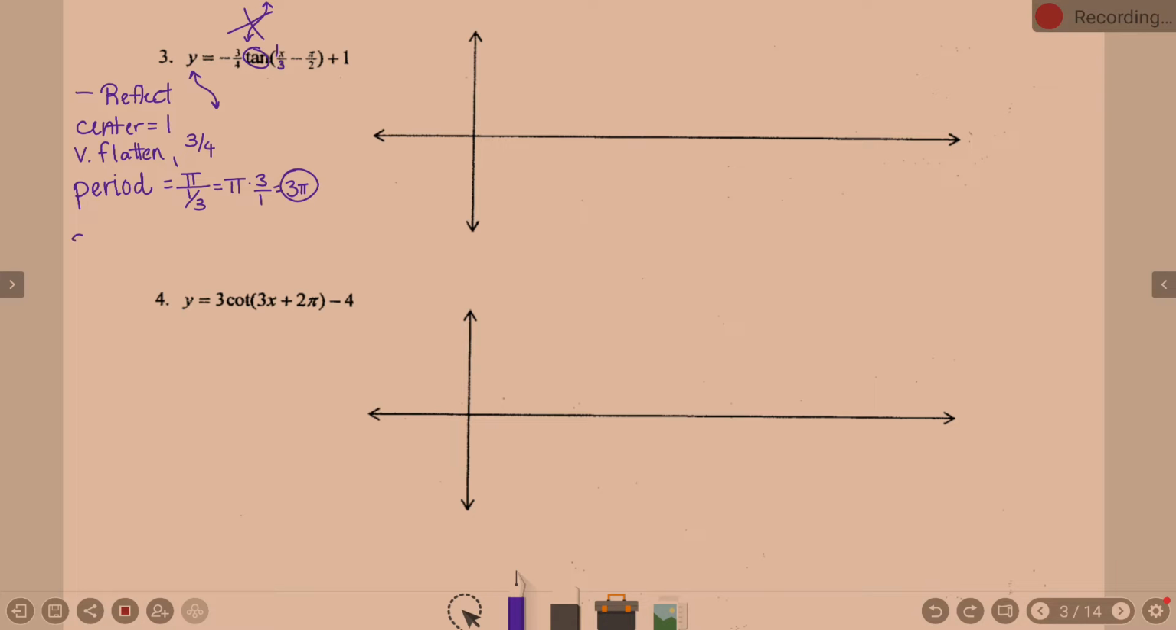Phase shift is to the right. She doesn't know how much, but she knows we're going to the right. That's good. So phase shift is c divided by b, pi over 2 divided by 1/3, which if I multiply by the reciprocal becomes pi over 2 times 3 over 1, which is 3 pi over 2, and that is a positive, so it is going to be 3 pi over 2 to the right.